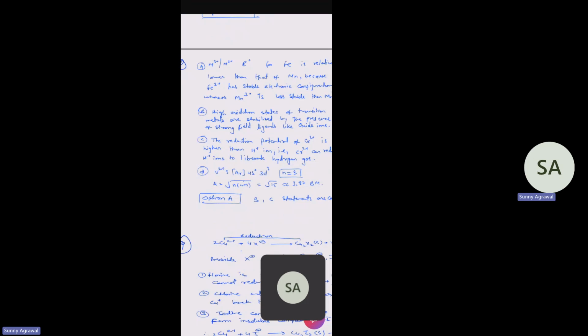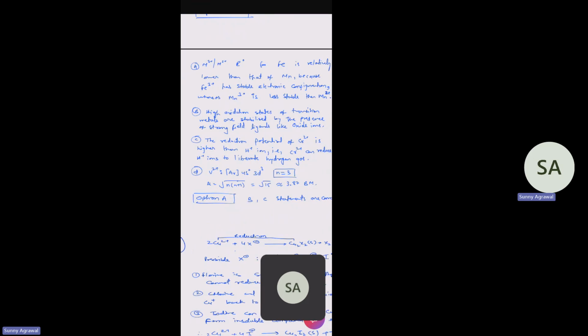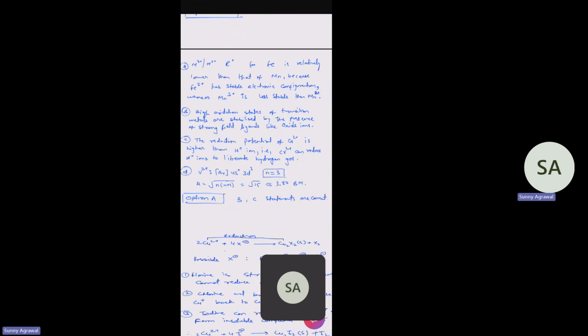Aqueous solution of Cr2+ can liberate hydrogen from dilute acid. The reduction potential of Cr2+ is higher than H+ ion. Hence, Cr2+ can be used to liberate or form H2 gas.